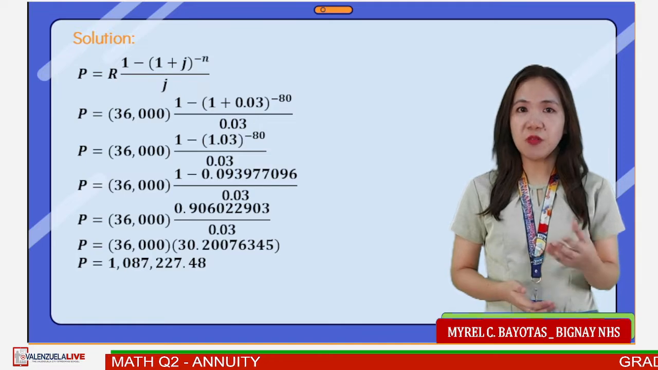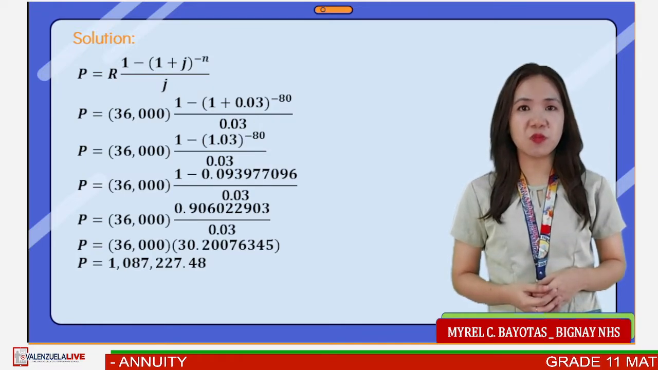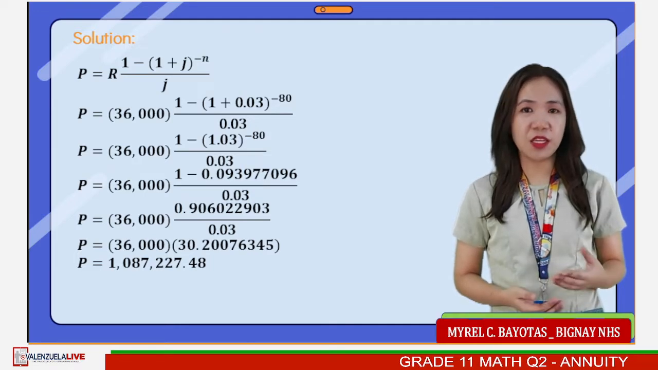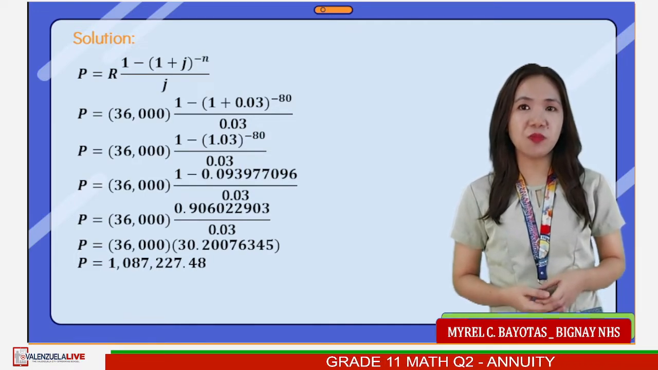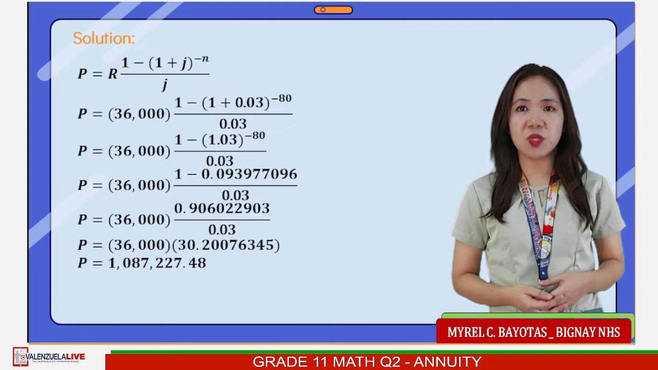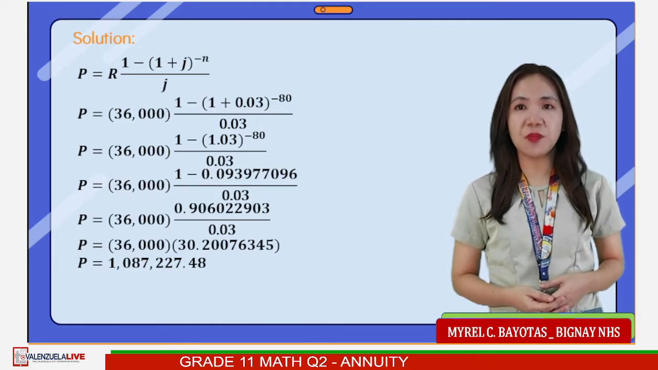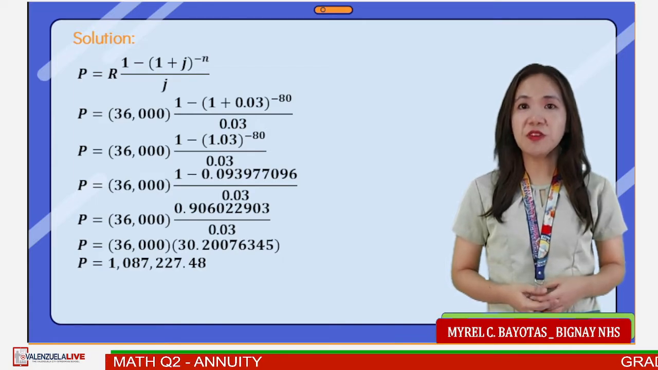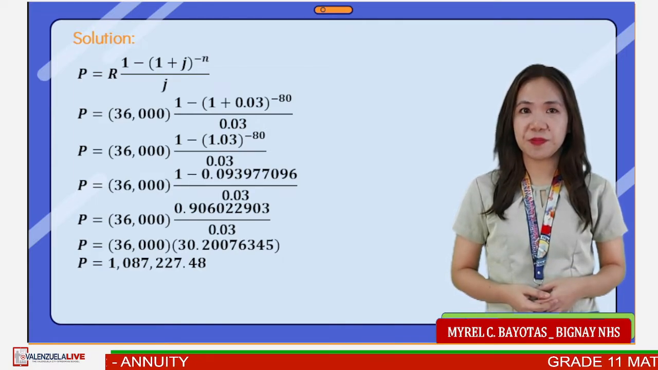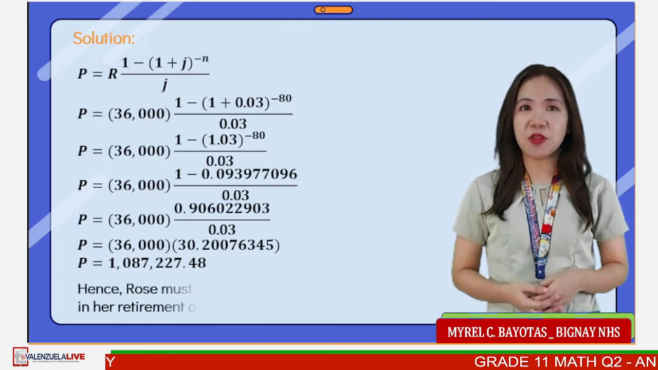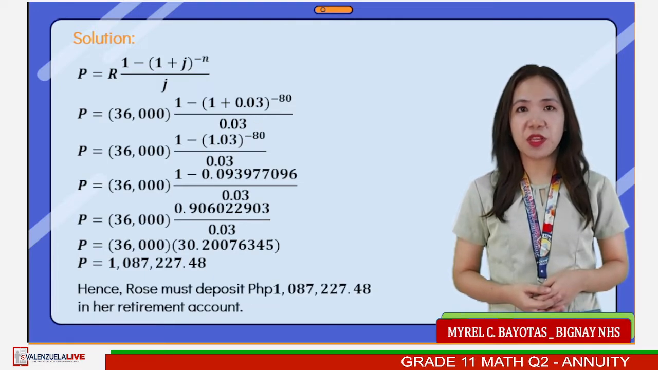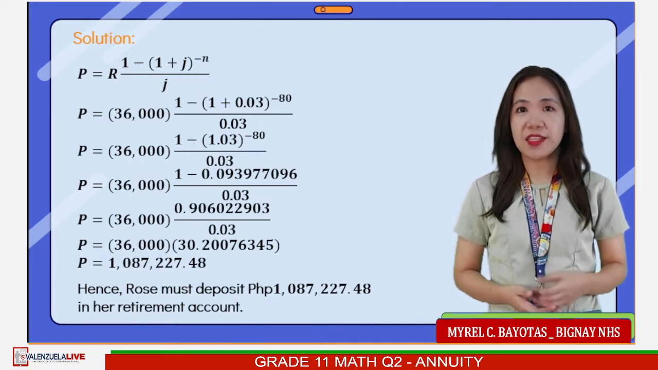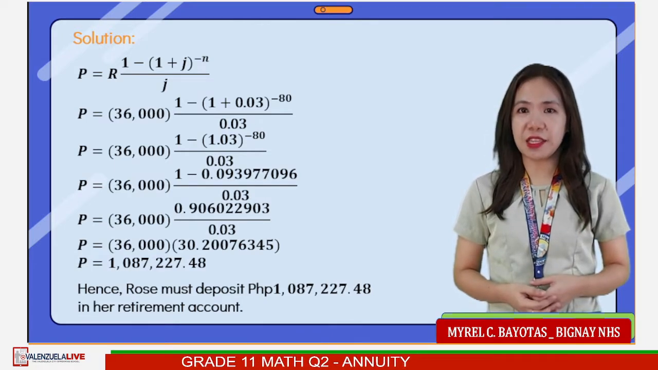Lastly, multiply, and that will be P equals 1,087,227.48. Notice that we did division first before multiplication. If you do it the other way around, say you multiply 36,000 by 0.906022903, then divide it by 0.03, you get the same answer. Hence, Rose must deposit 1,087,227.48 pesos. Take a look at the solution using scientific calculator.